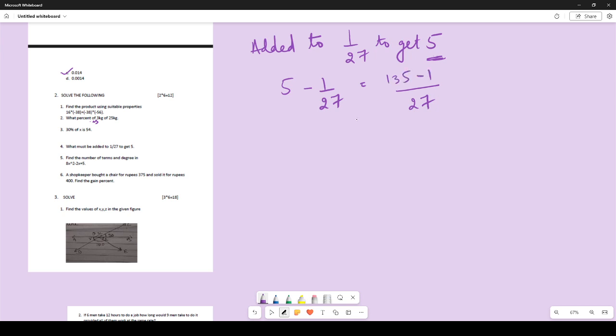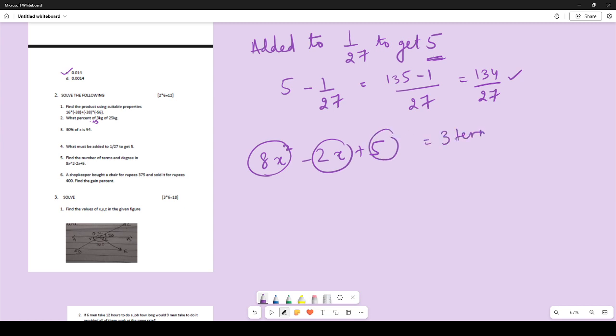25 fives is 125, and then you have 27 fives, 135, and the answer that you get is 134 by 27. That should do it. Find the number of terms and degree in 8x square minus 2x plus 5. So how many terms over here? 1 term, 2 terms, and 3 terms. So the number of terms is 3.